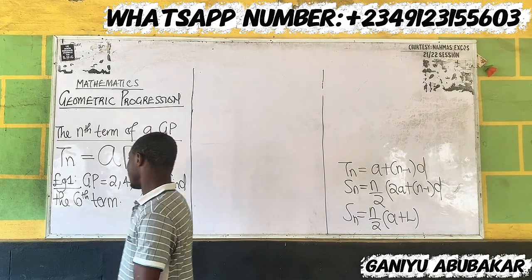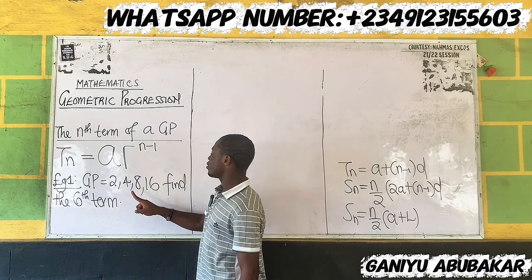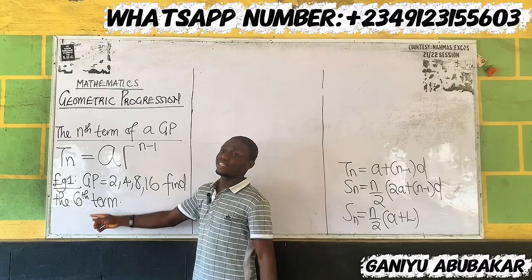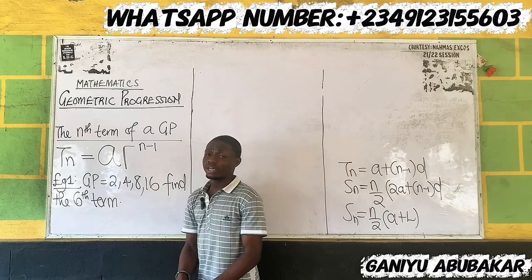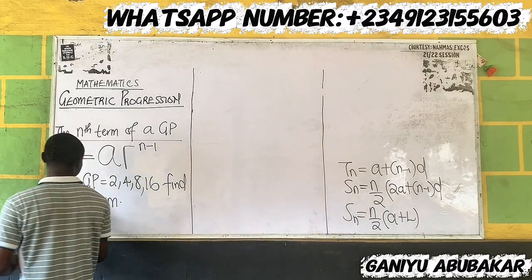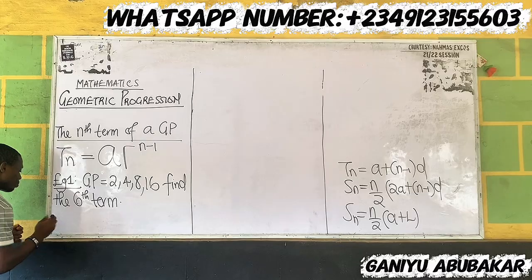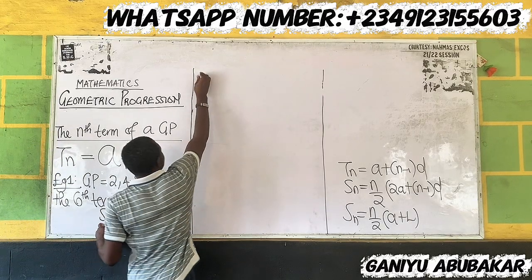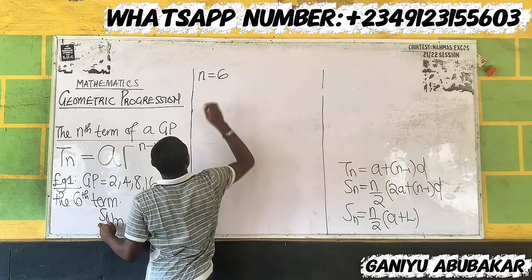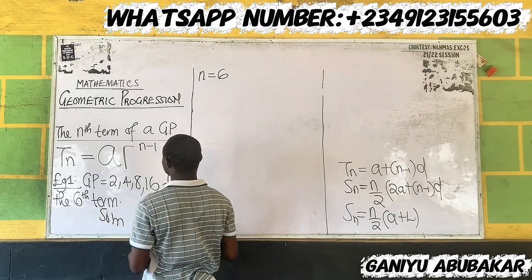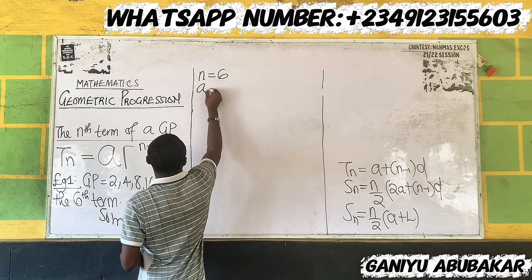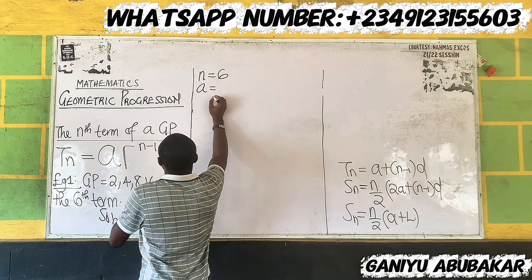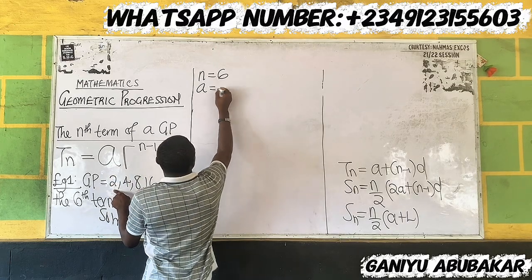Of course, in this case, first term, second term, third term, fourth term, fifth, and sixth. So I'm asked to find that sixth immediately. So what do you do there? It means the sixth term, so n is 6. Of course, because I need n, I need a. N and a. I need r too. So what's a? A is the first term, that's 2.